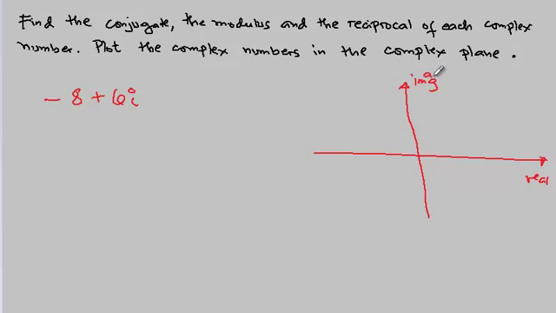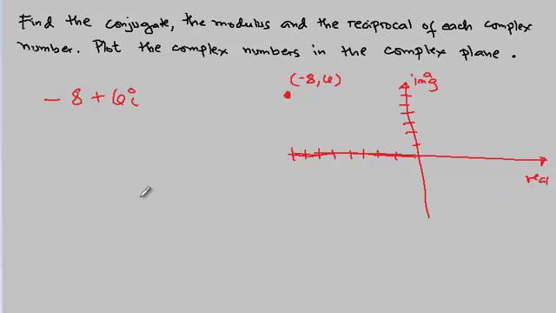When we plot this, negative 8 is the real part. So 1, 2, 3, 4, 5, 6, 7, 8. By the way, when you graph, you can decide what scale to use, or you can count by 2, 4, 6, 8. But in this case, that is not needed. Anyway, the imaginary part is 6. 1, 2, 3, 4, 5, 6. So therefore, your plot will be this. Negative 8 is your real part, and the imaginary part is 6. So the coordinate is negative 8, 6.